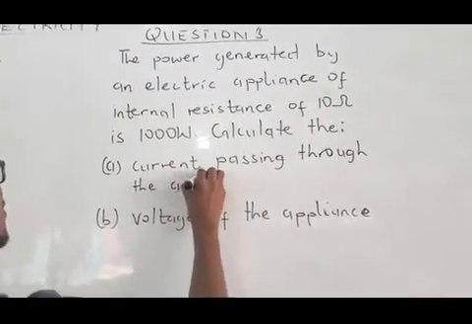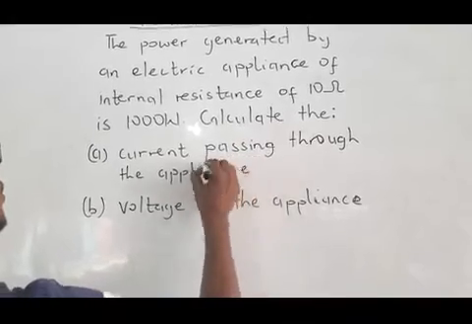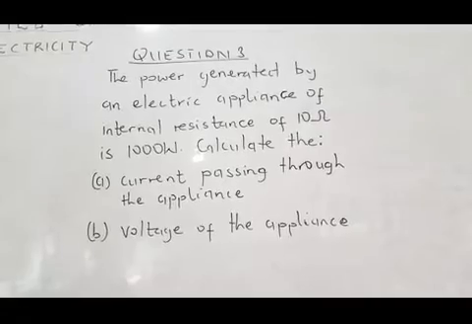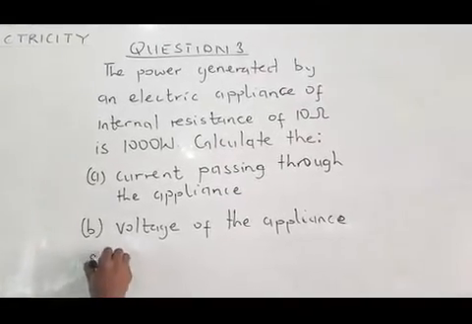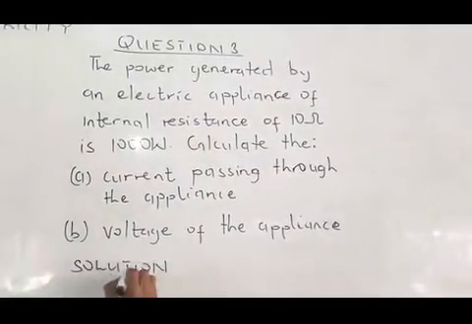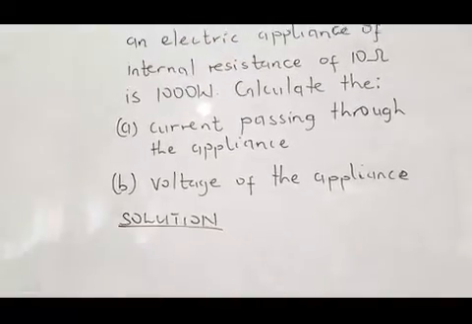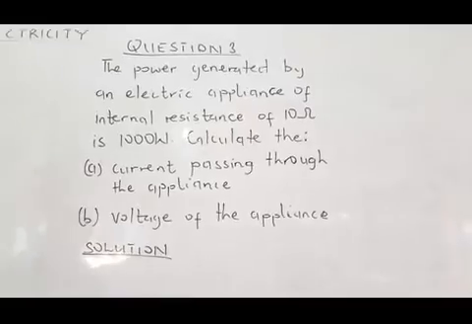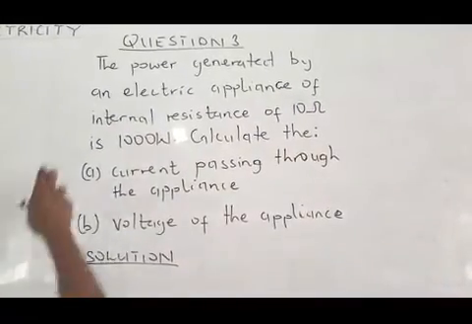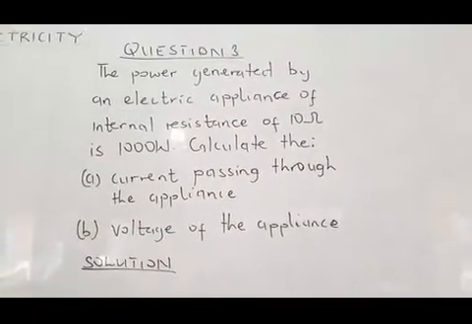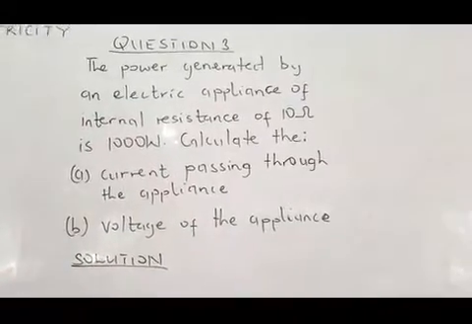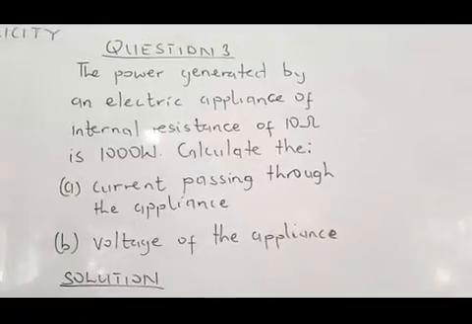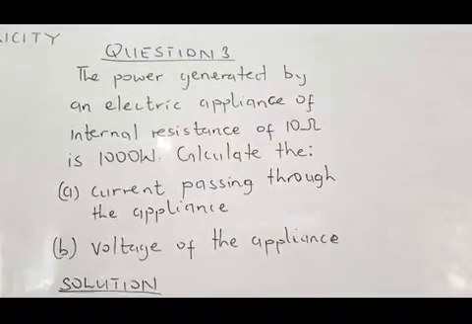The appliance, and then B, voltage of the appliance. So the solution: anytime you start with your solution, you're supposed to come out with the information from the question. So from the question, we have the power generated, and we also have the resistance. So you have two sets of information, the power that was generated as well as the resistance of the appliance.